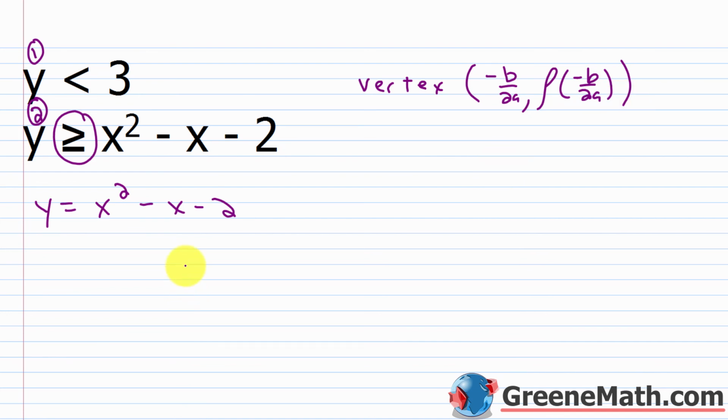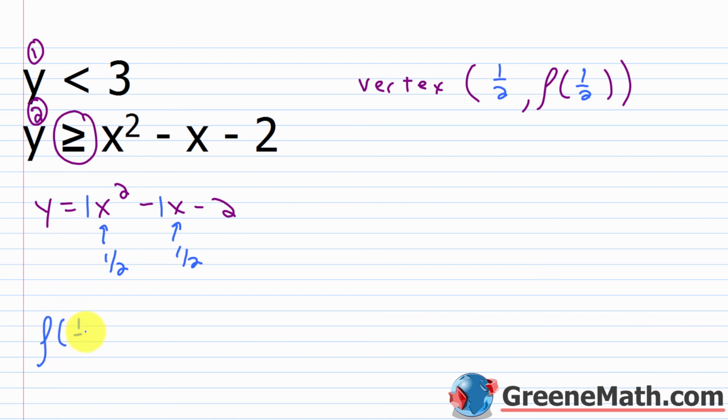So again, negative b here is negative 1, and a here is 1. So the negative of negative 1 is 1. Over 2a, 2 times 1 is 2. So you'd have 1/2 for negative b over 2a. Then we want f of negative b over 2a. So we want f of 1/2. All right, let's erase all this. And I'm going to plug in a 1/2 there and also there.